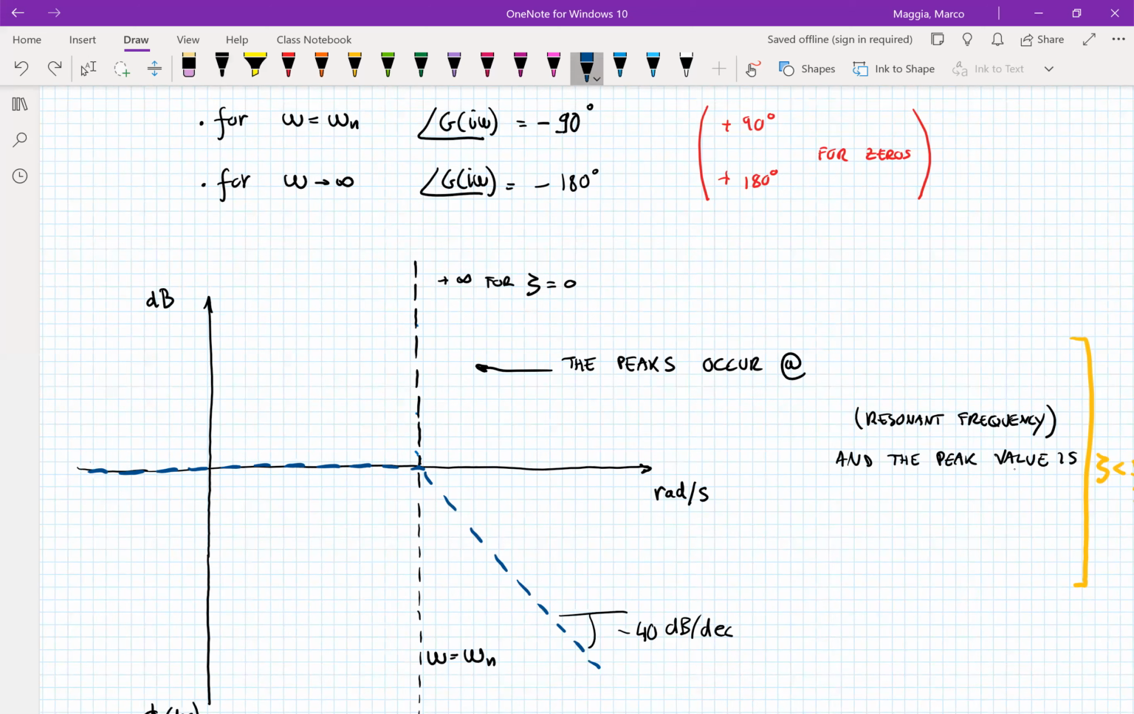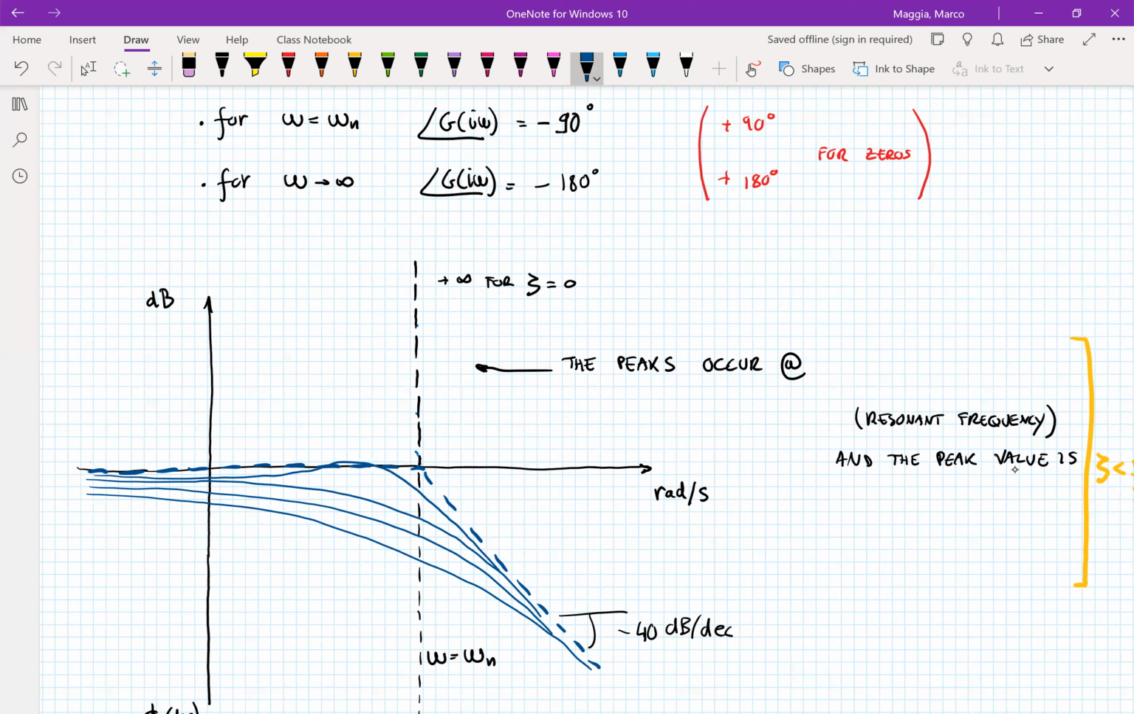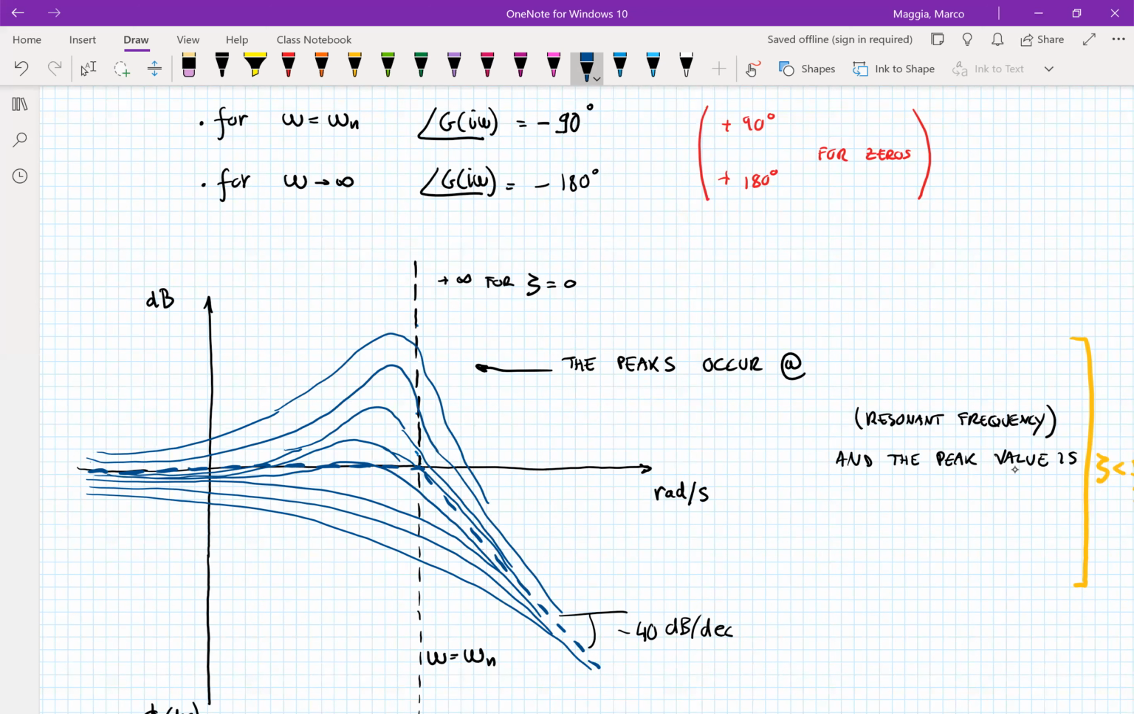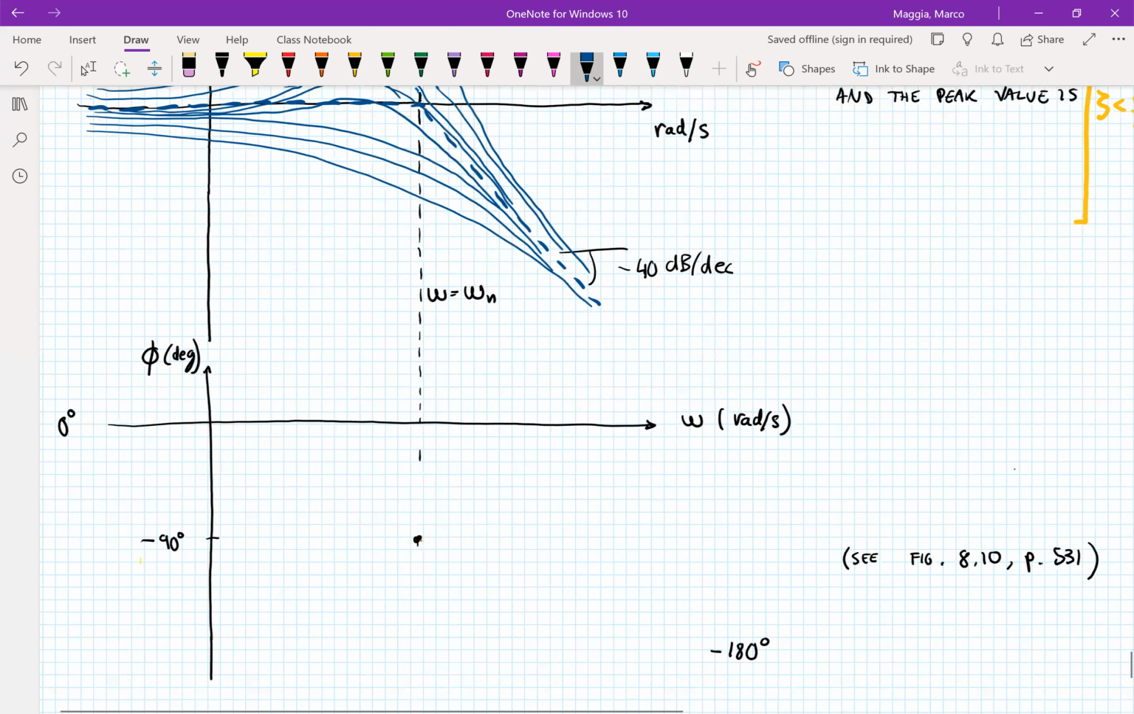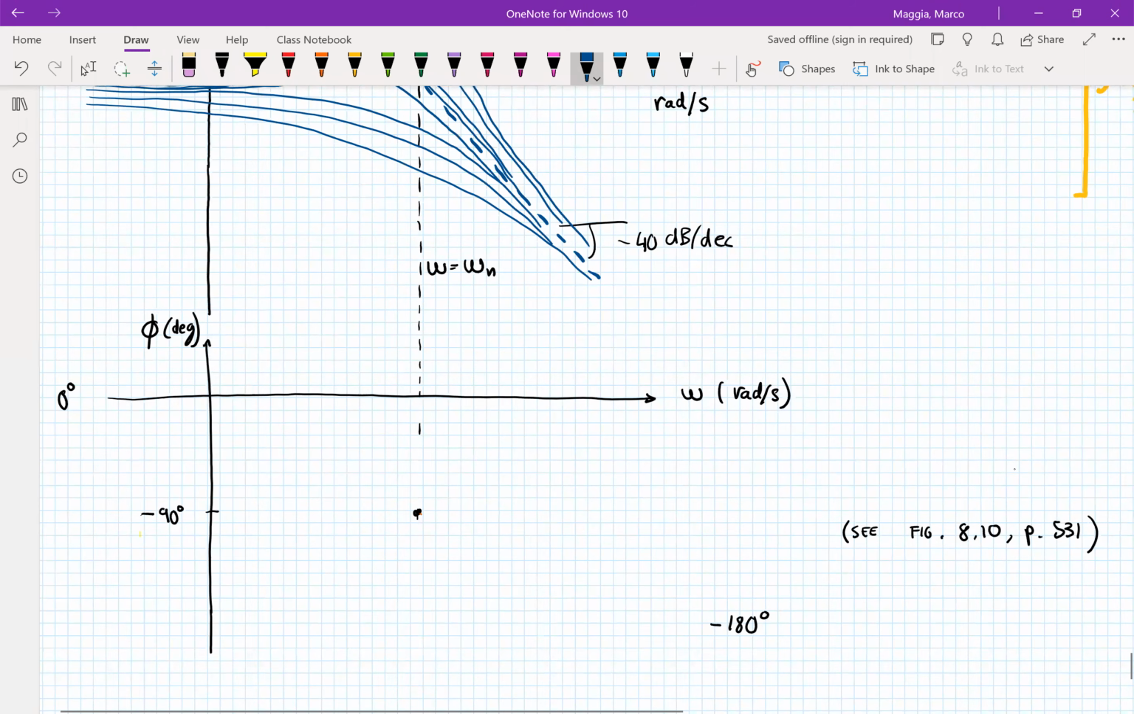So let me change the color. And then as the damping ratio increases, we're going to have some peaks. And you can see a better plot than what I'm drawing in your book. That's actually figure 8.10 at page 531.